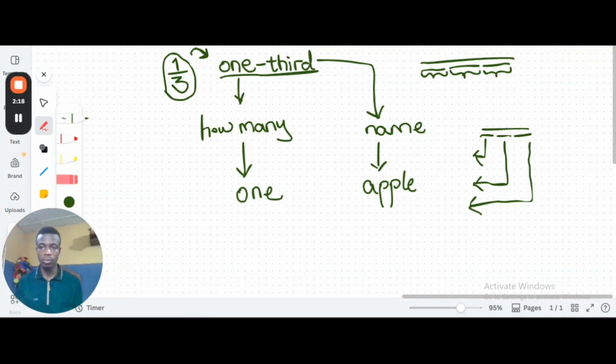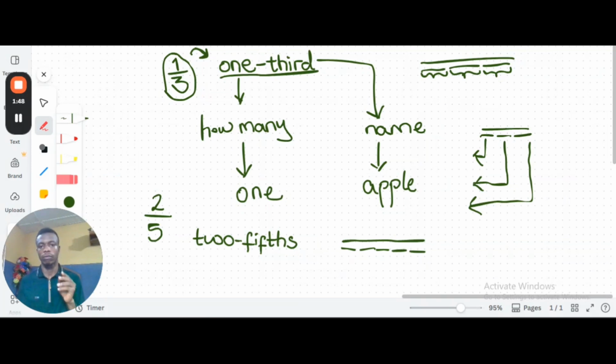Now, this is called two fifths. Now, fifth is what you get when you split a whole into five equal parts. Fifth is what you get when you split a whole into five equal parts. So, we have split this whole into five equal parts. This is going to be called one, right? We're taking just one of this. And this is called a fifth. That's the name of this, a fifth.